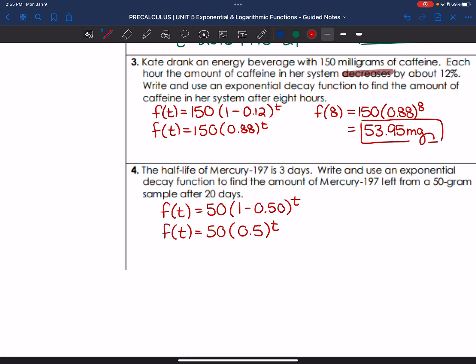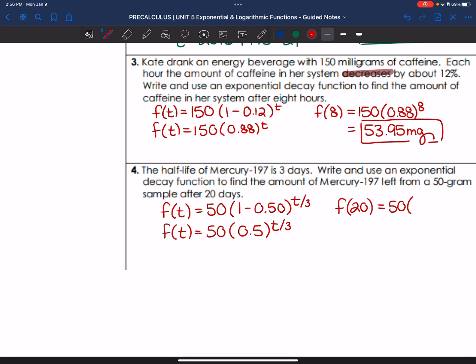So what we're looking at here is what is it going to be in 3 days? Now, my apologies. We need to take our time and divide it by 3. Time divided by 3, when we're working with the fact that it says the half-life of mercury is 3 days. So whenever you're dealing with these half-lives, you're going to take the time and divide it by 3. That's part of the formula for the half-life of a sample. So this looks like finding our function at 20, because we're looking at our sample after 20 days.